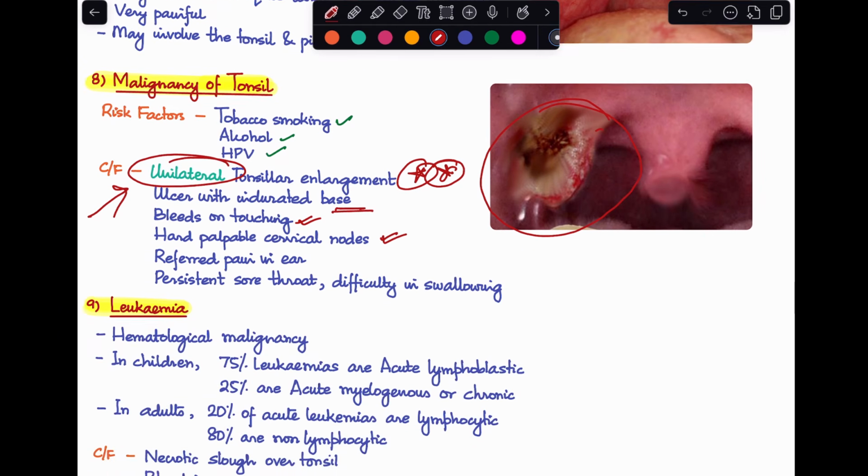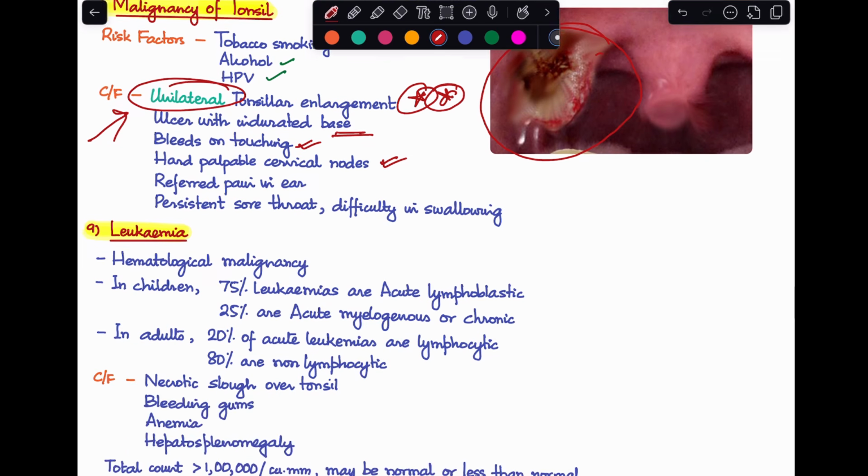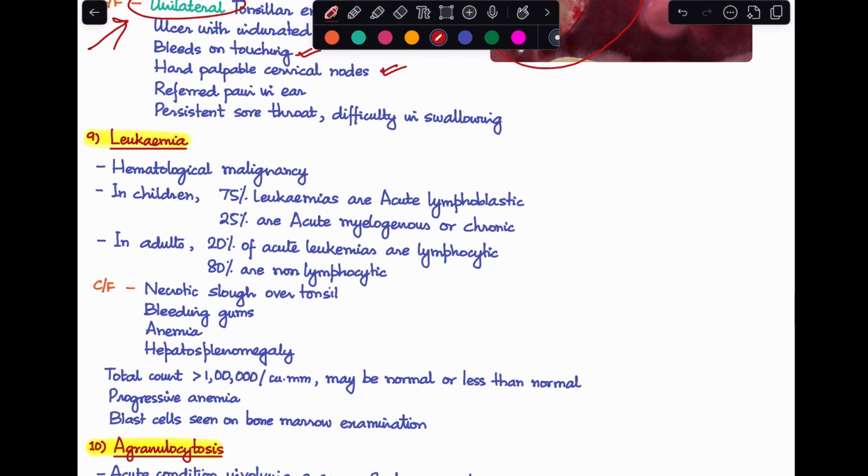Moving on to our next one, we have the last two malignancies, which are leukemia as well as agranulocytosis. In leukemia, this is basically a hematological malignancy. In children, 75% of leukemias are acute lymphoblastic, and 25% are acute myelogenous or chronic leukemia. Whereas in adults, only 20% of acute leukemias are the lymphocytic ones, and 80% are non-lymphocytic ones.